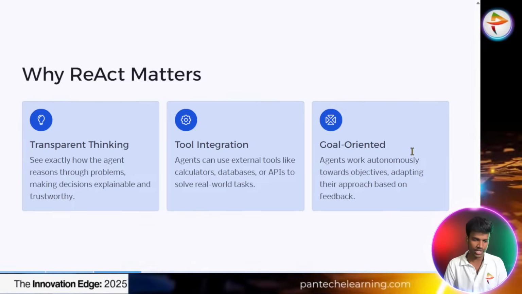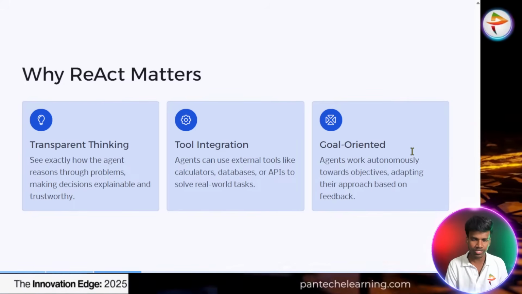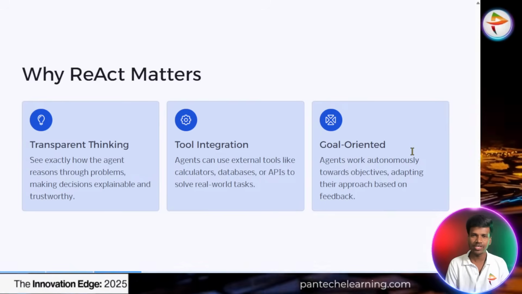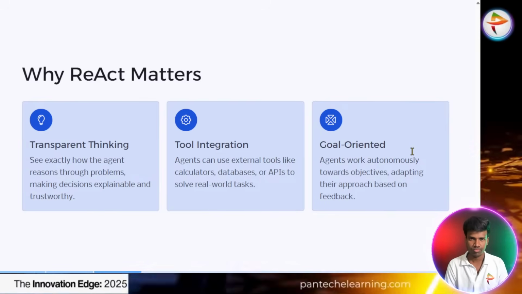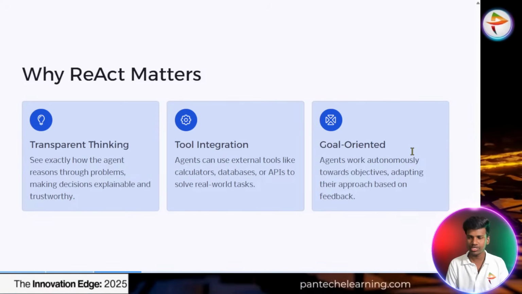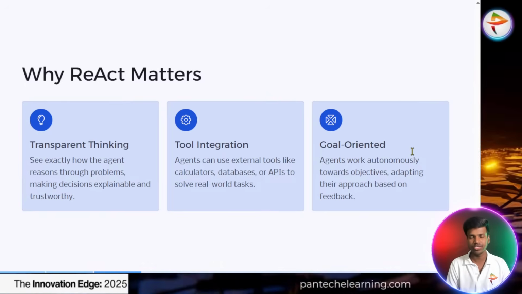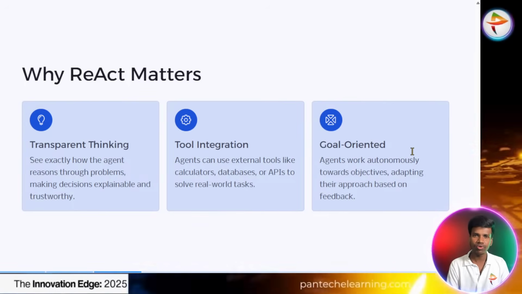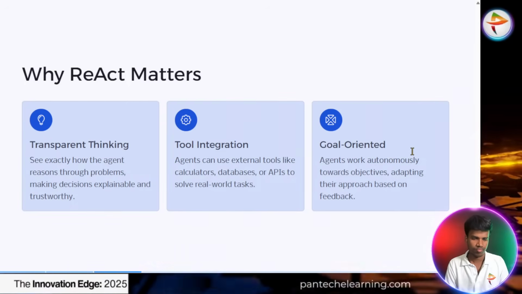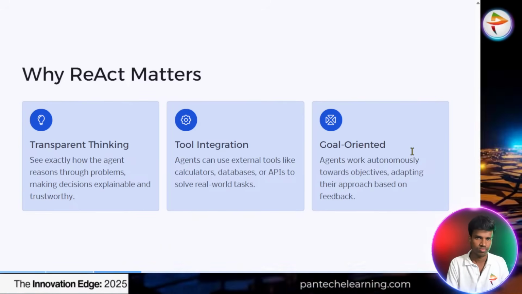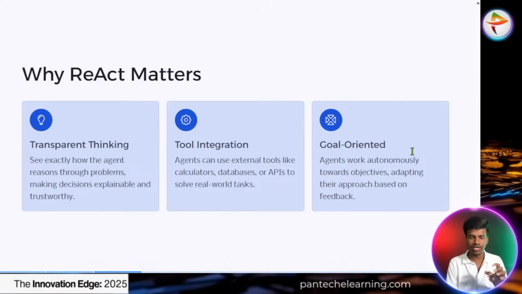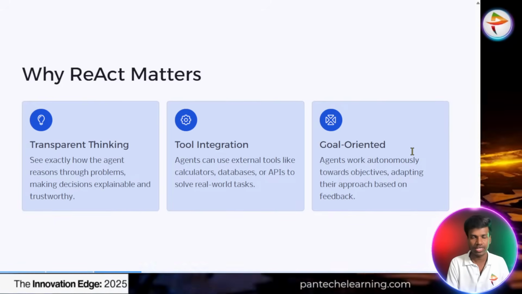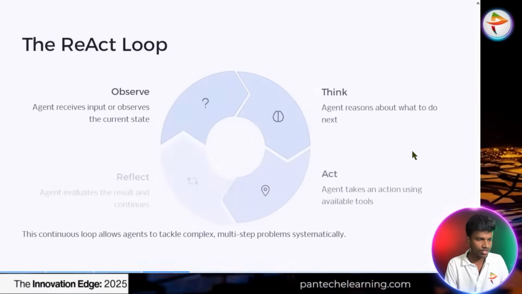Then goal oriented. Agents work autonomously towards objectives, adapting their approach based on feedback. So based on the user's work, they have to do it. Now I am a user and I have some kind of task: open this particular application and play this particular music. That way I give my command and my task, and they do that instead of me. That is goal oriented. This is why reacting is important: they fulfill the user's need. That is the reacting agent.